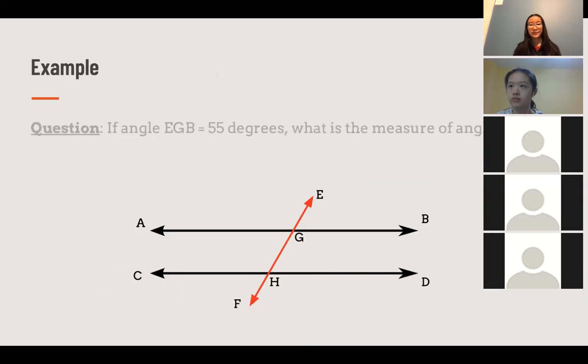Okay, moving on to an example. If angle EGB equals 55 degrees, what is the measure of angle EHD?